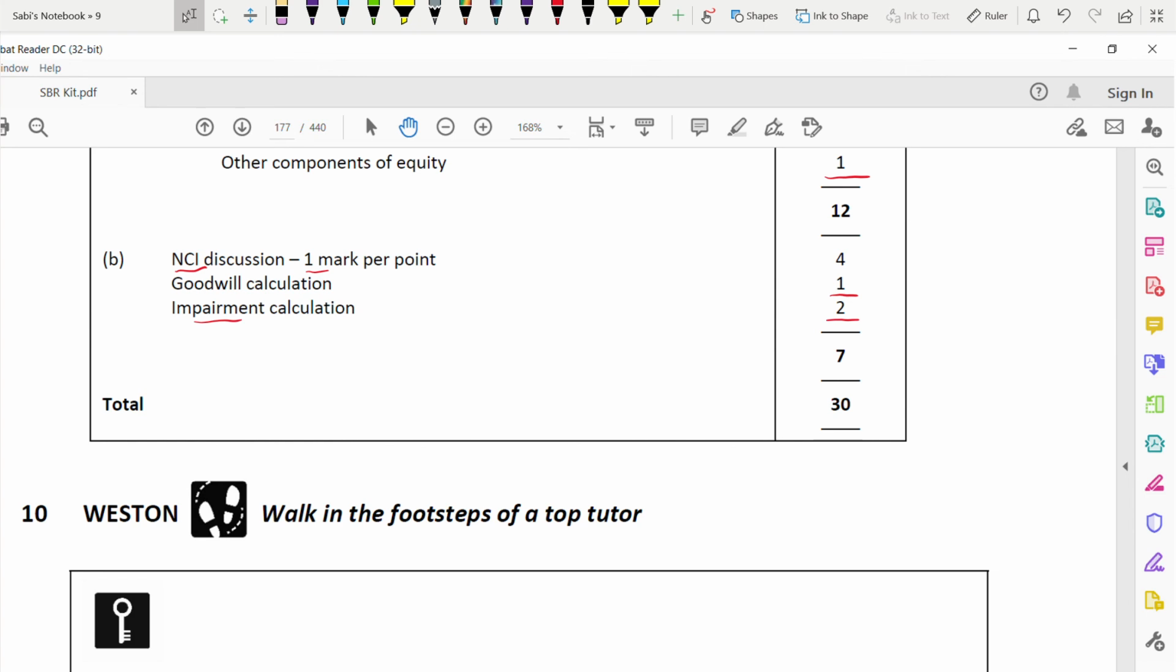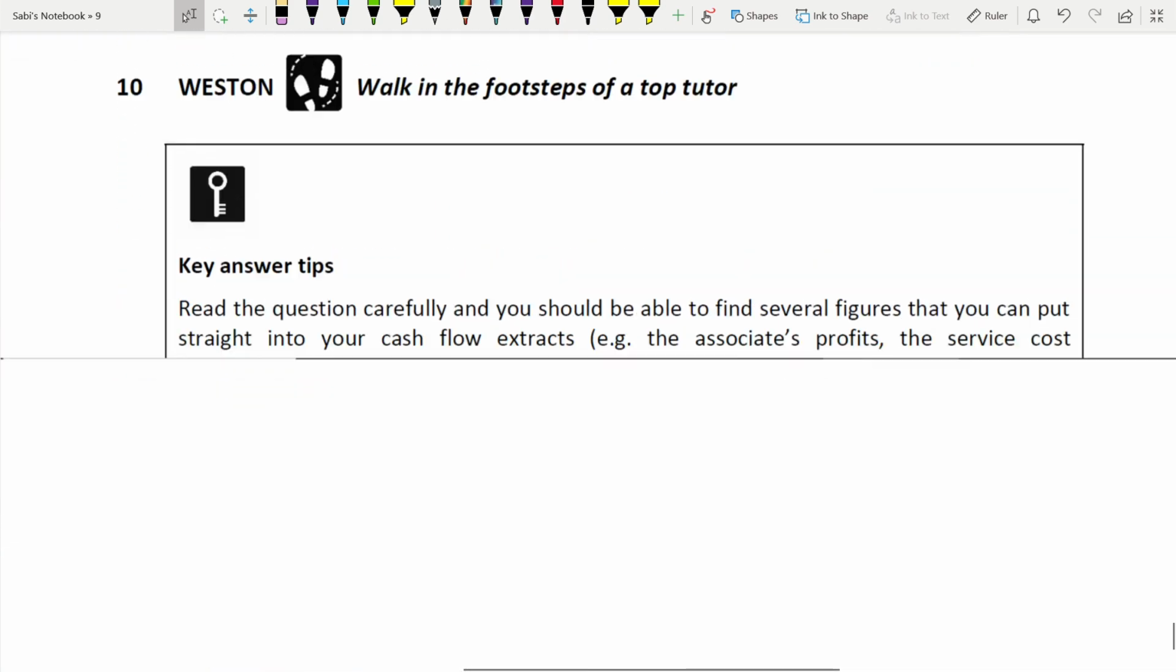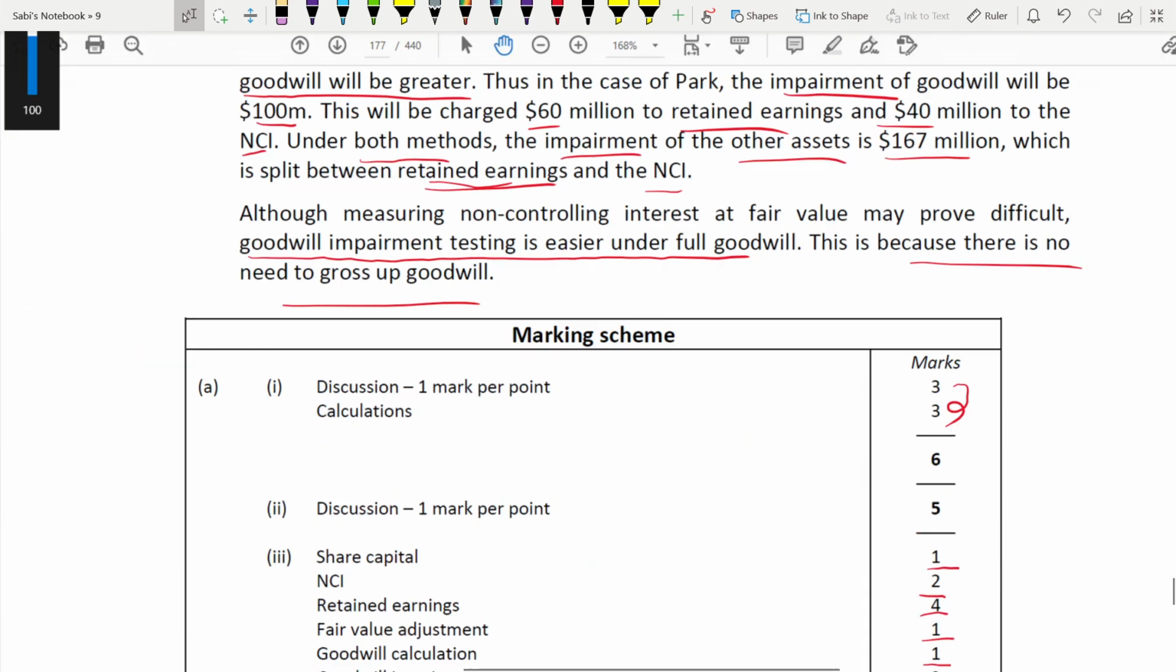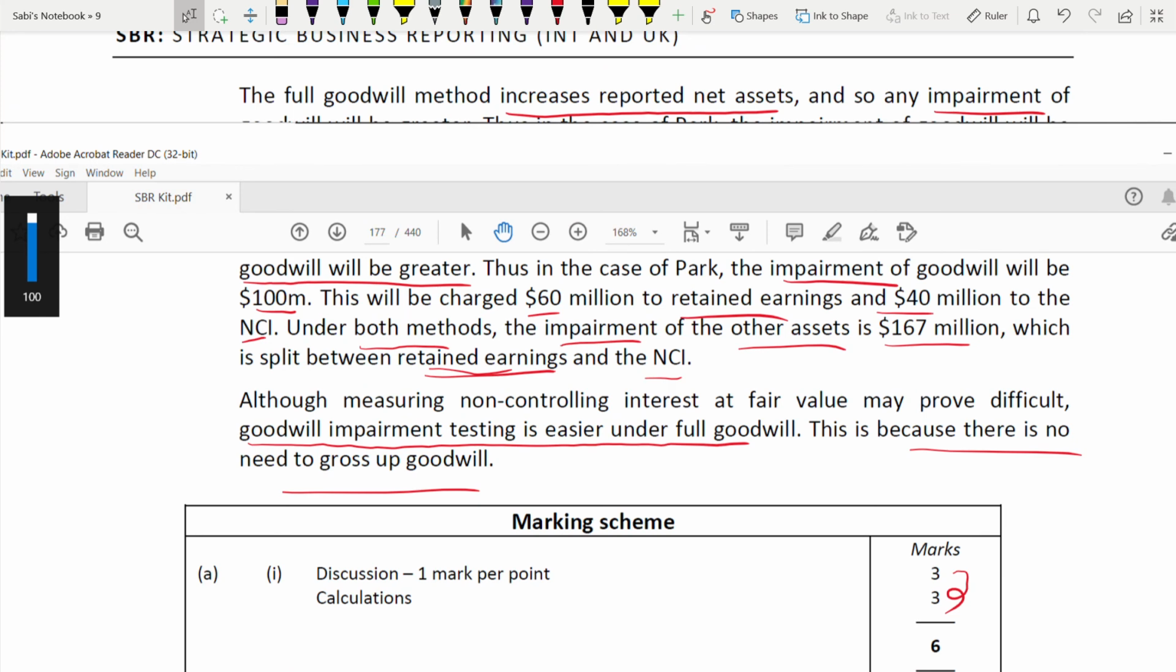Okay, so that's how you are getting the 30 marks. So this is not a very hard question. Then the next question is question 10, as you can see from here. So with this, I have finished question number 9, and see you in the next question, question number 10. Till then, take care.